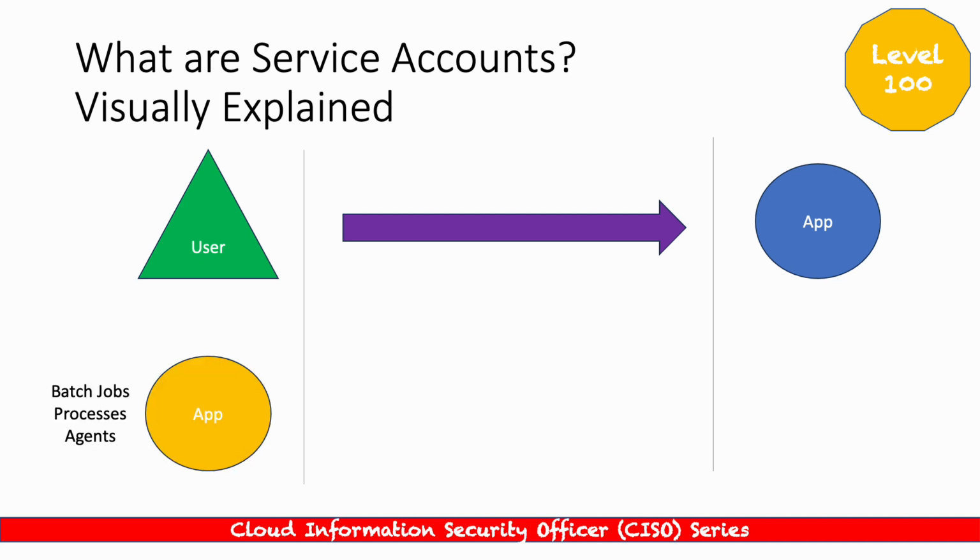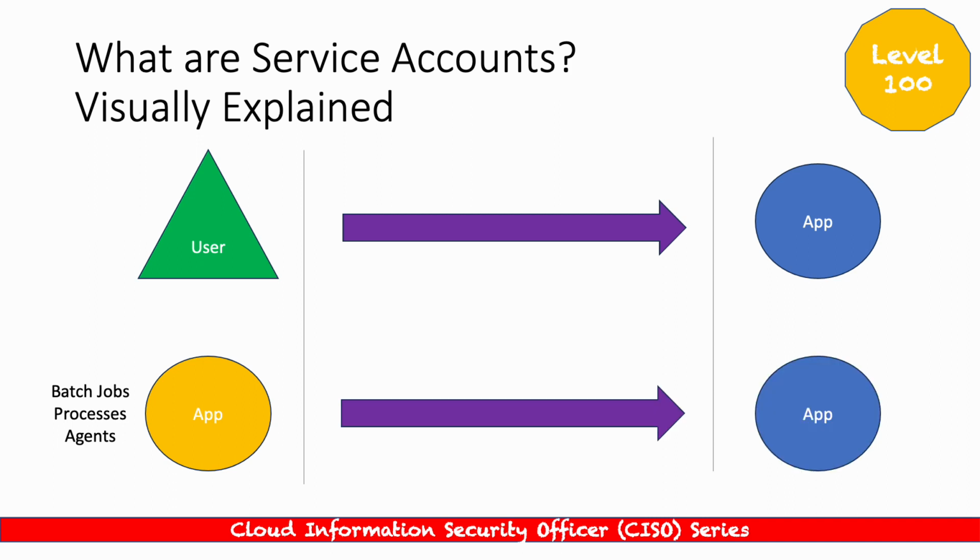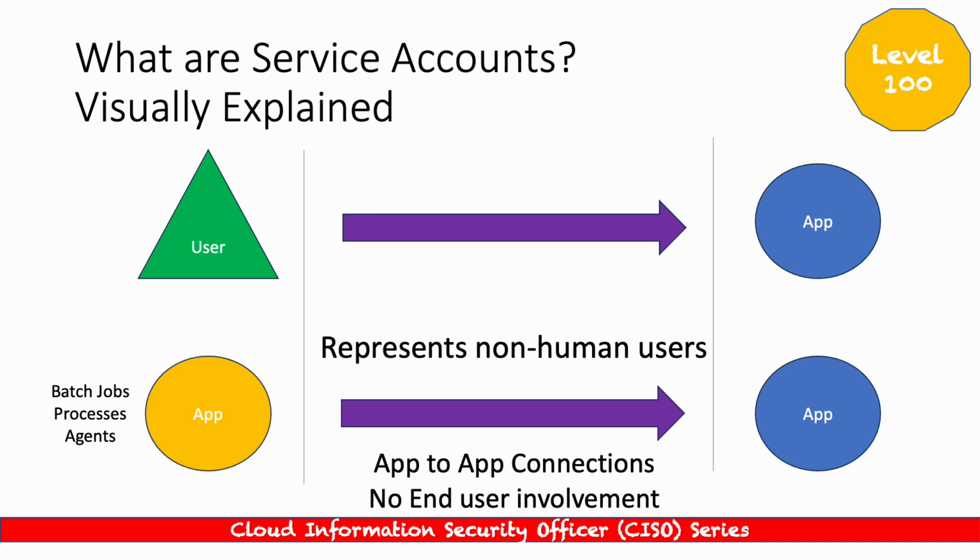Now, another scenario is, instead of the user, what happens if we have an application, like for example, a batch job, processes, agents, and your regular application that actually wants to connect to applications, right? So in this scenario, there is no human user representation. So it's really app to app connections with no end user involvement. And it is this latter example that is exactly where service accounts come into play, right? So usually user accounts are in the top half, where users are connecting to applications, and the bottom part is when we have application to application scenarios, and that's where service accounts come into play, right?